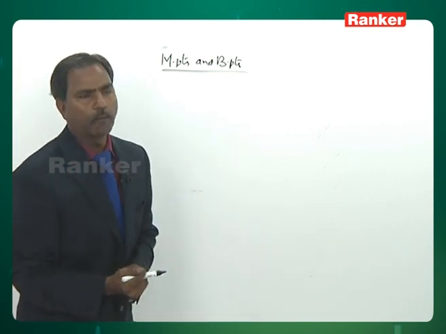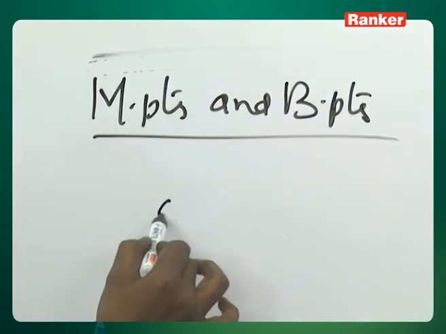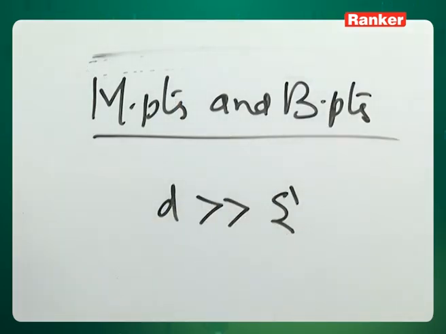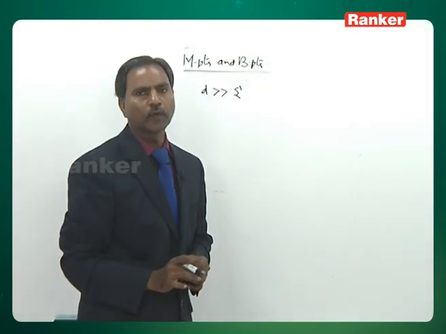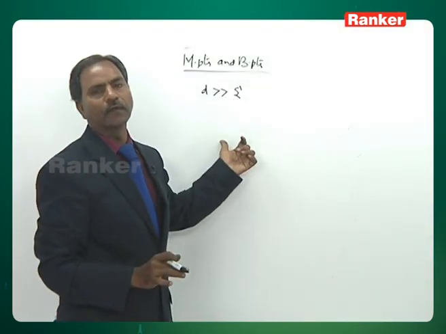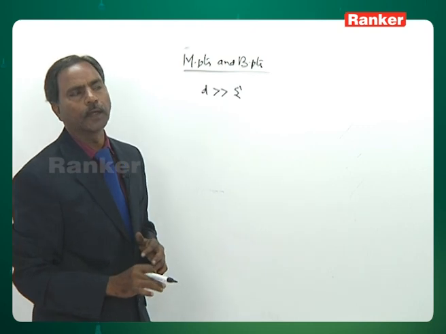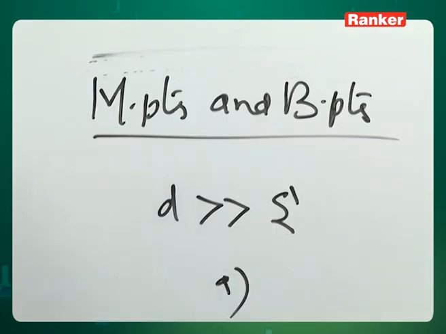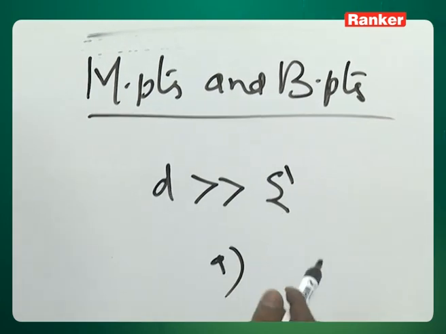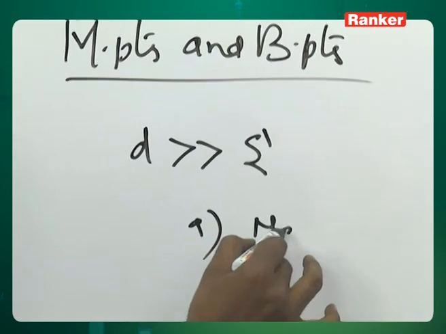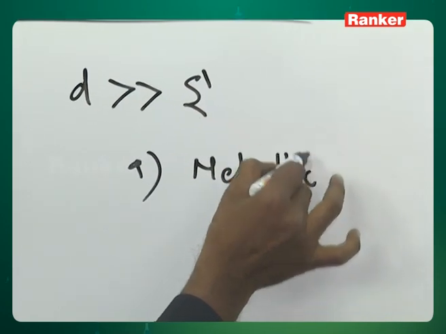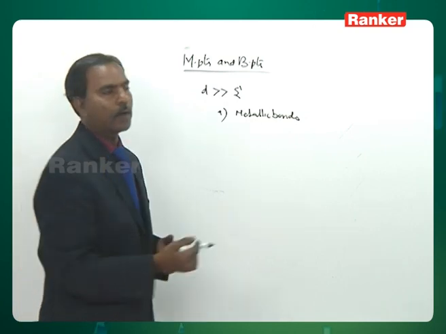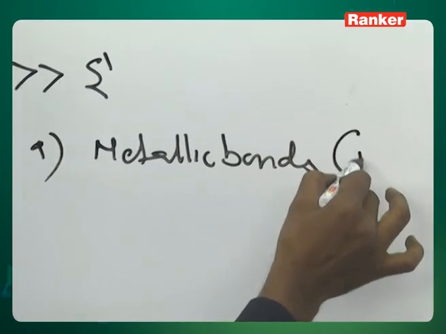Melting points and boiling points. The d block elements have greater melting points and boiling points in comparison to s block elements. Why do d block elements have greater melting and boiling points in comparison to s block? It is due to the formation of two types of bonds. One is metallic bonds, by involvement of ns orbital electrons.